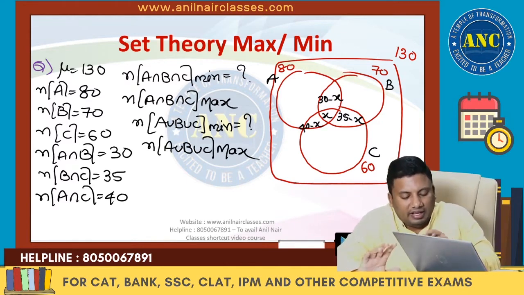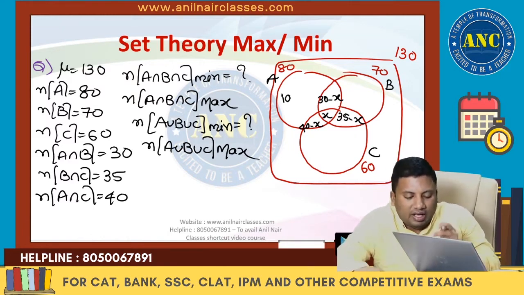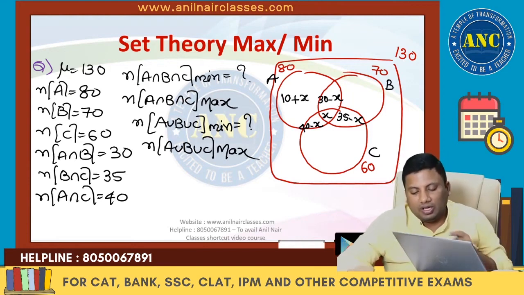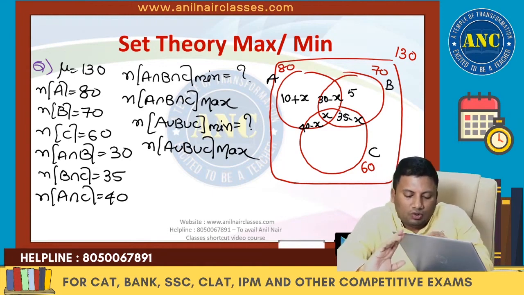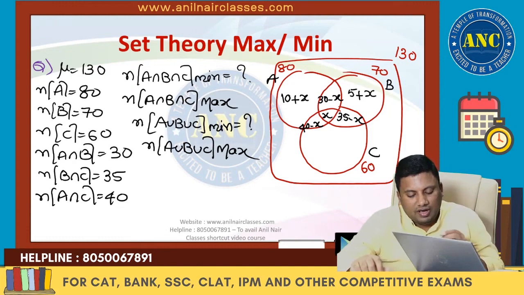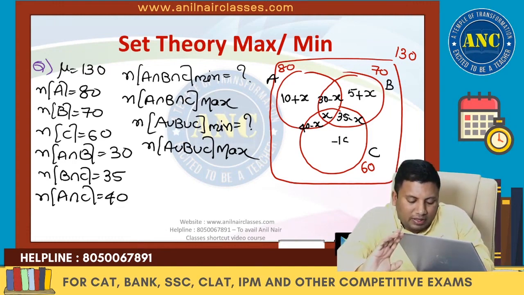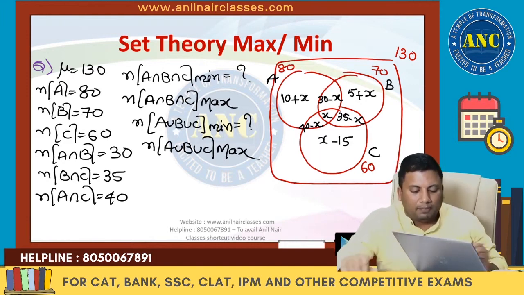A is 80, 40 plus 30 is 70, leftover is 10. There are 2 negatives, so there will be 2 positives. 30 plus 35 is 65, this is 5. There are 2 negatives, so there will be 2 positives. 40 plus 35 is 75, so there will be subtraction of 15. There will be 2 negatives, so there will be positive.